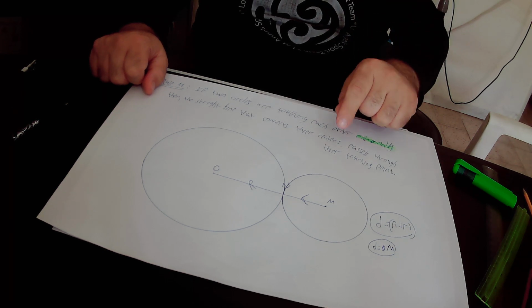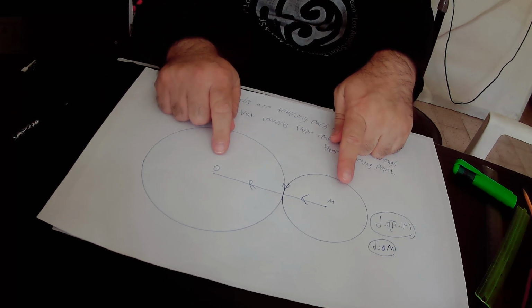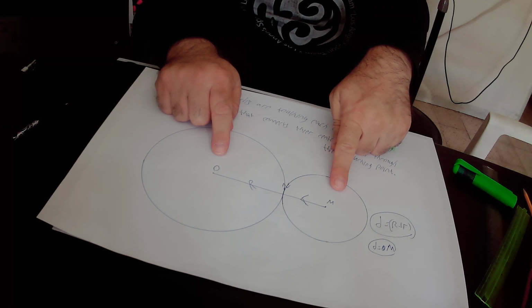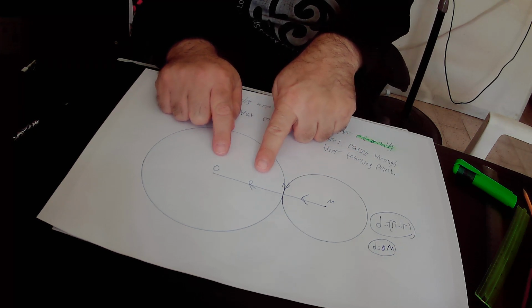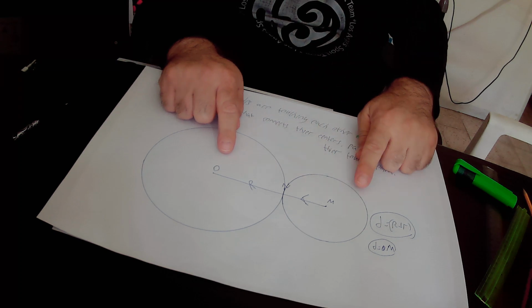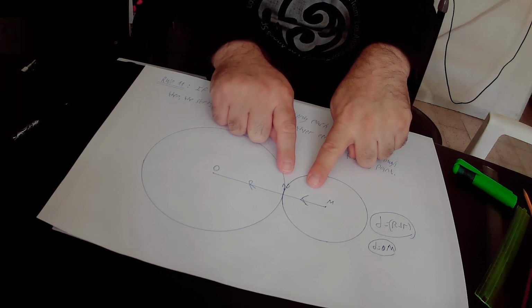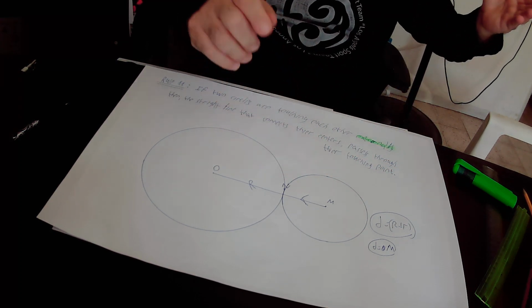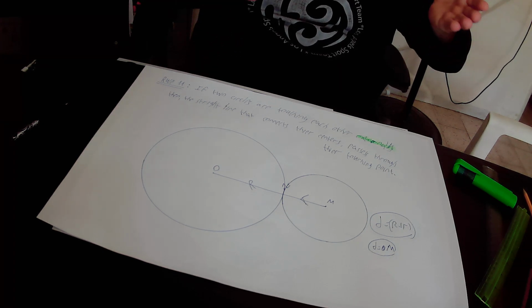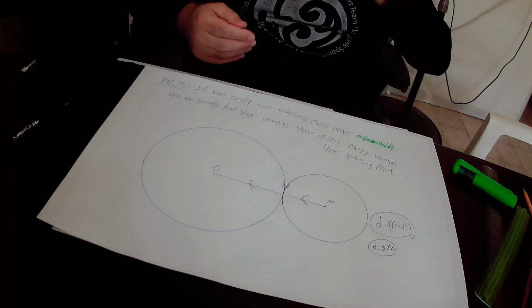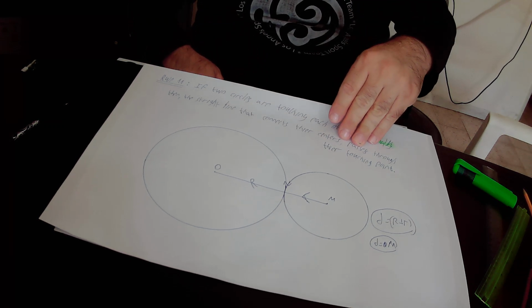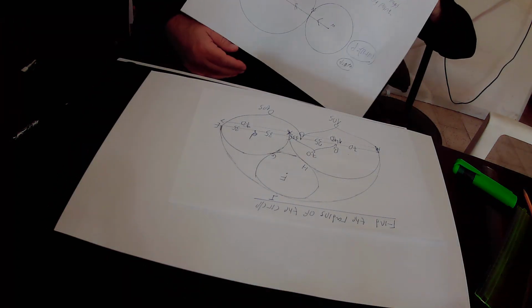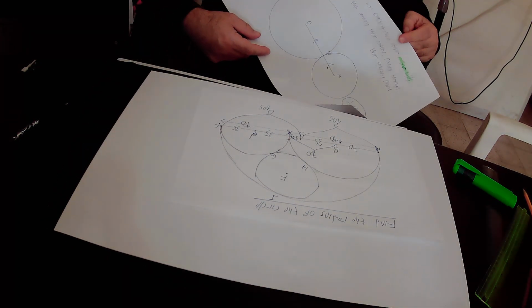And what is the distance between their centers? The distance between their centers is OM. The length of line segment OM equals ON, that is capital R, the radius of the big circle, plus NM, that is small r, the radius of the small circle. That is to say, the distance between their centers equals capital R plus small r. So we can actually implement the two new rules in our drawing.